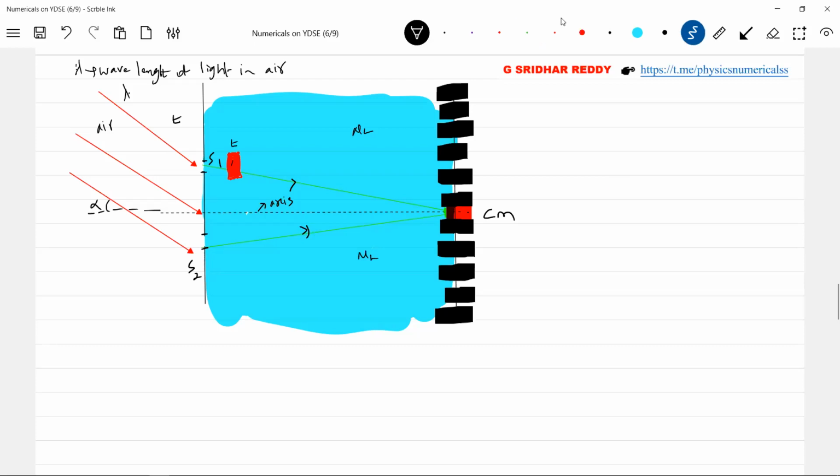Please do think on this one. Let mu be the refractive index of the slab, and mu L that of the liquid. So here, let me write the condition. Where do I want the central maxima? If you want, I'll change it. Let it be exactly opposite to slit S1. Shall I make some change? Or if you want the next problem, I'll write it.